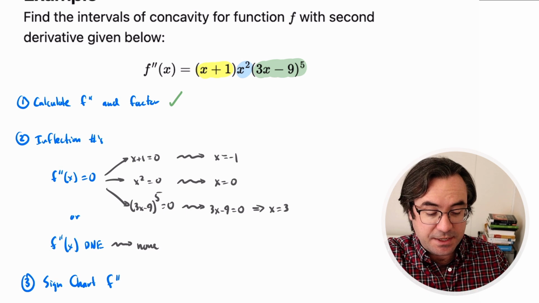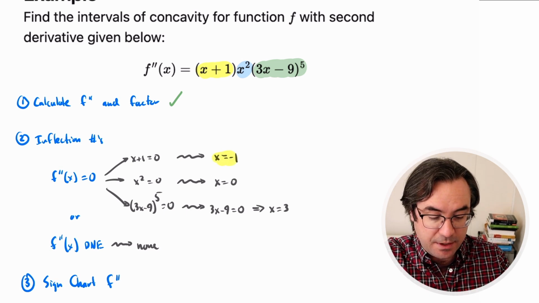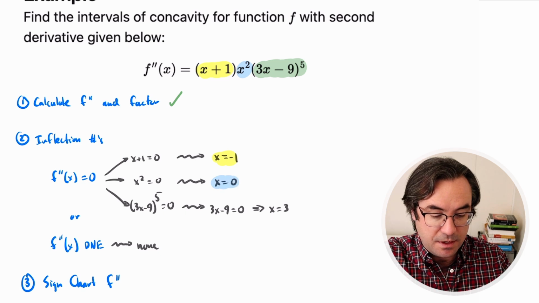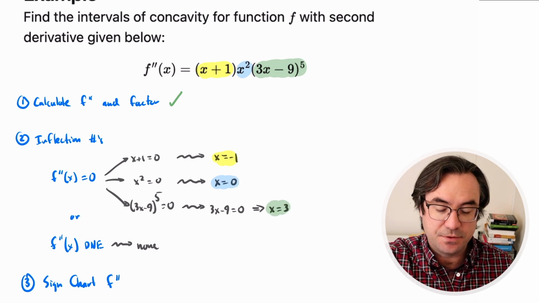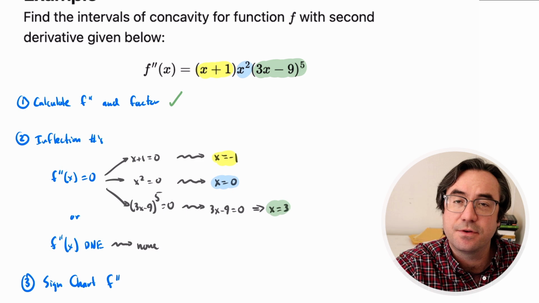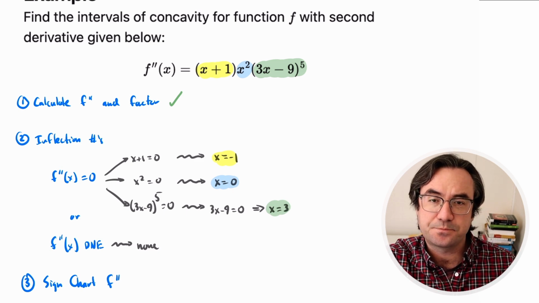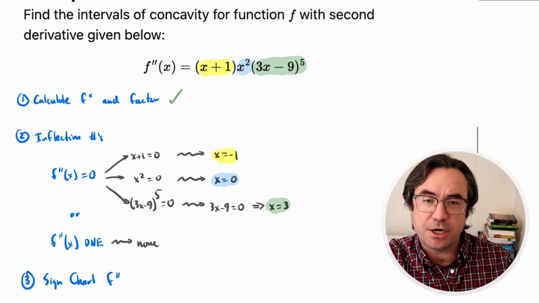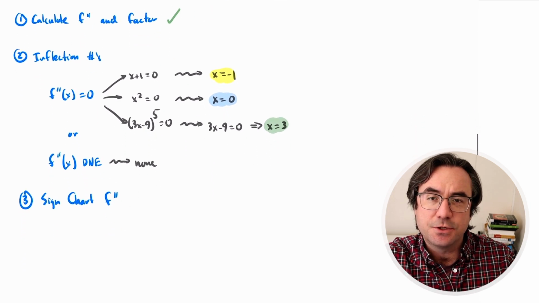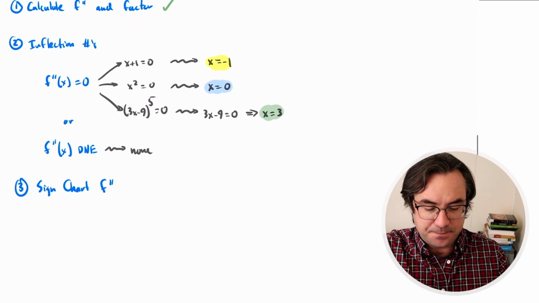So in this case, we end up with 3 inflection numbers. These, again, are the places where we might have an inflection point. Then we do our sign chart. We get our sign chart ready, so we draw our x-axis.